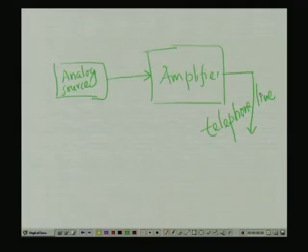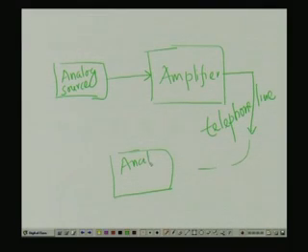So it goes through the telephone line, and at the other end there is some analog receiver. Now see here, no conversion is needed. The analog signal is generated, it is processed, say an amplifier is one example, then it is communicated via the telephone line. The telephone line takes and carries the analog signal, and then some analog receiver gets it.